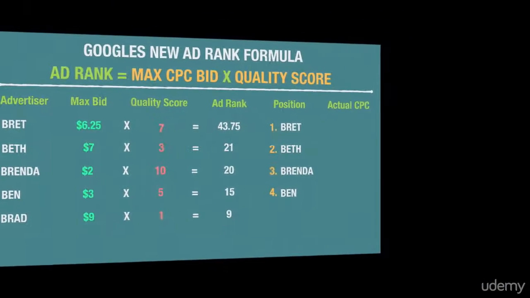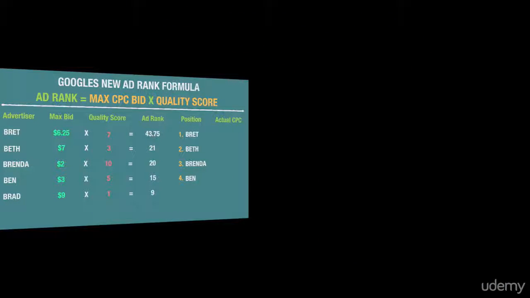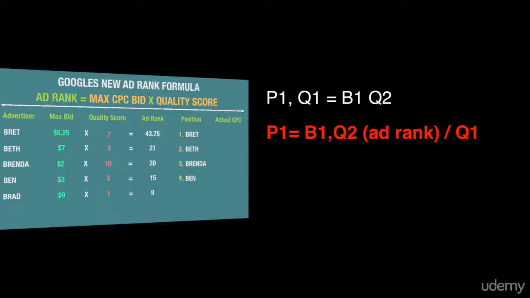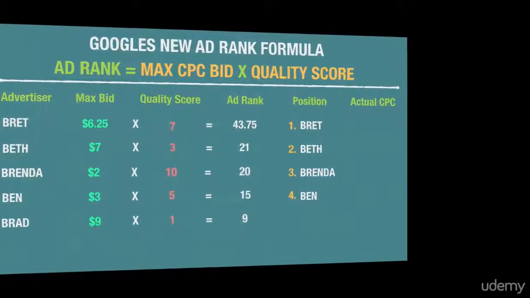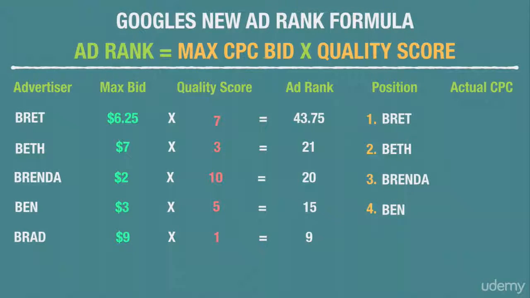From a mathematical perspective, as explained by Google's chief economist Hal Varian, you have P1, the price advertiser 1 has to pay, with Q1, that advertiser's quality score, and that's going to be just enough to beat B1, the bid of the advertiser below him, and Q2, the quality score of the advertiser below him. To solve this equation, you get P1 equals the ad rank of the advertiser below him, which is his bid multiplied by his quality score, divided by the quality score of advertiser 1. In other words, your actual cost per click is the ad rank to beat, or the ad rank of the advertiser right below you, divided by your quality score.